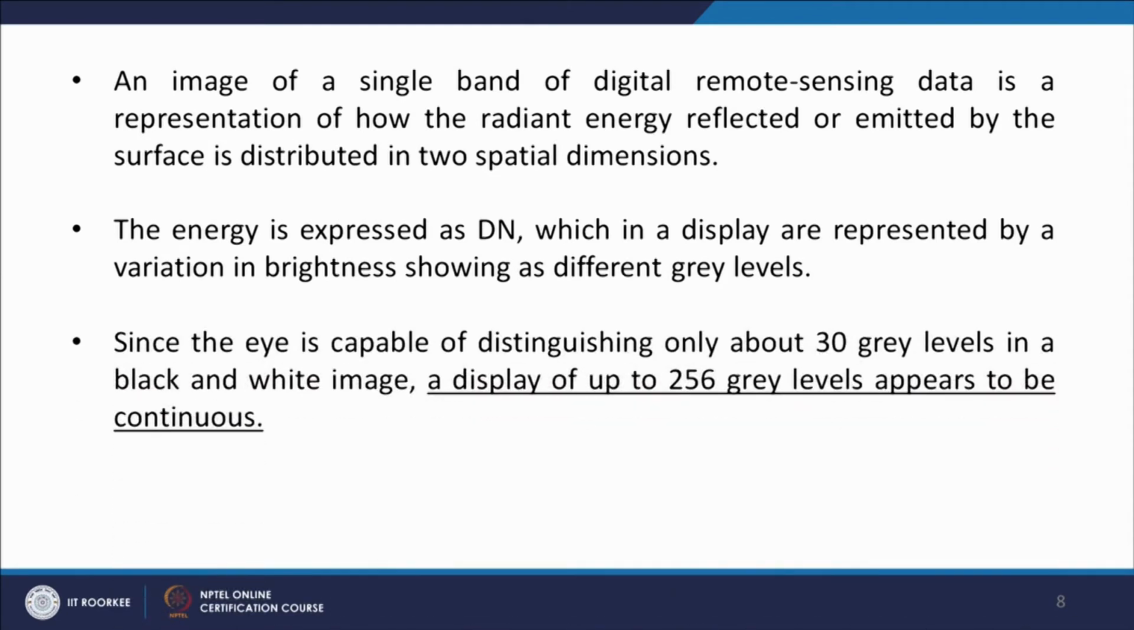In a display, these are represented by variations in brightness showing as different gray levels. Since the eye is capable of distinguishing only about 30 gray levels in black and white, the human eye is not that sensitive that we can distinguish more than 30 gray levels, whereas in colors we might have more capability. But when we have a single band image, in standard image processing techniques we normally go for an 8-bit image, that means a total of 256 variations we can have in an image.